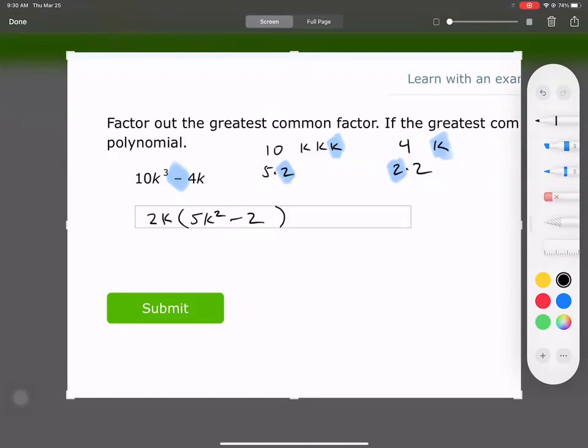Okay, let's review quickly how we did that. We took out 2k from everyone. 2k times 5 is 10. k times k squared is k cubed. 2k times 2 is going to be negative 4k, right? So we're ending up with our exact same problem from before, except we're factoring out what's in common.